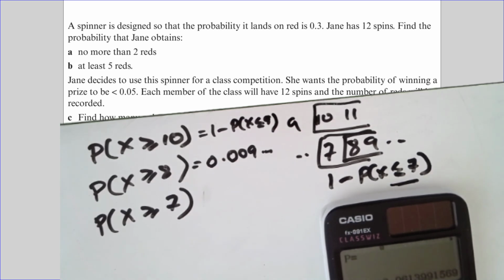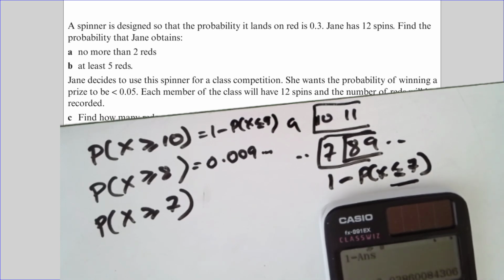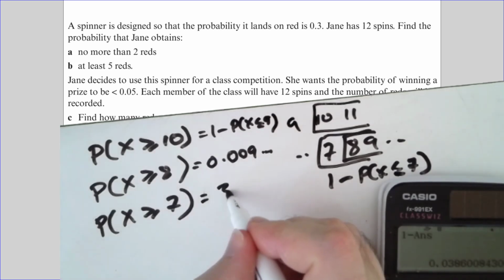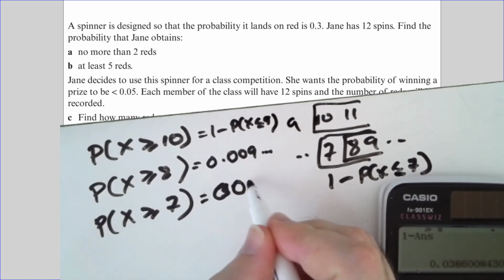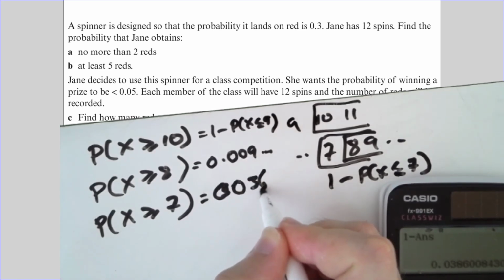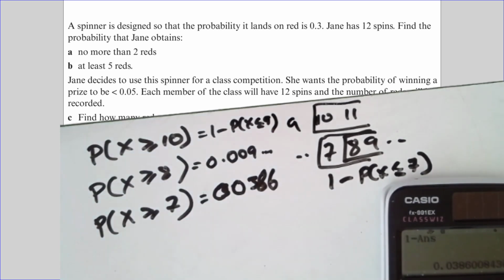This looks a bit more like 5%, so we're going to do menu, 1 minus answer, to do our 1 minus. So this one is 0.0386. So this is less than this 0.05. We should probably have a look at the next one.